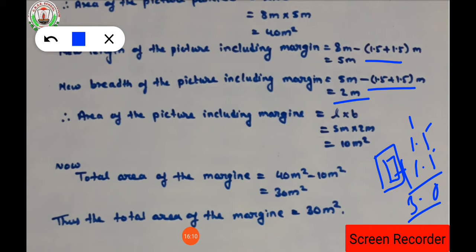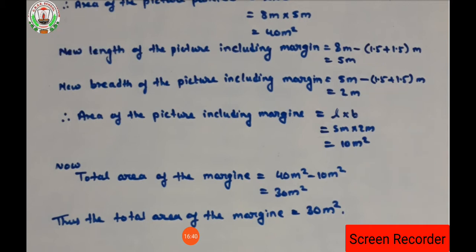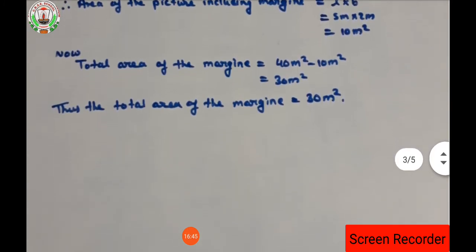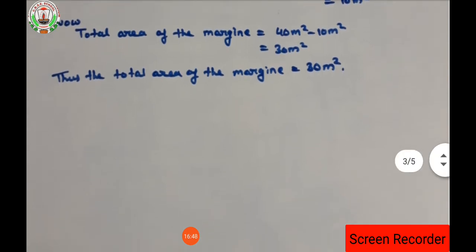Then we can easily find over here the area of the picture including the margin, that is length into breadth. So 5 meter into 2 meter, so 5 into 2 is 10 meter square. Now it is asked in the question to find the total area of the margin. So in order to find the total area of the margin, what is being done over here, we have to subtract 40 meter square minus 10 meter square. So 40 minus 10 is 30 meter square. So the total area of the margin is 30 meter square.